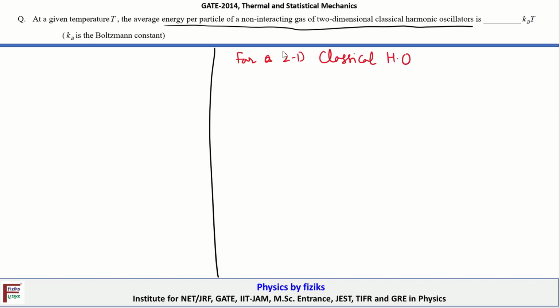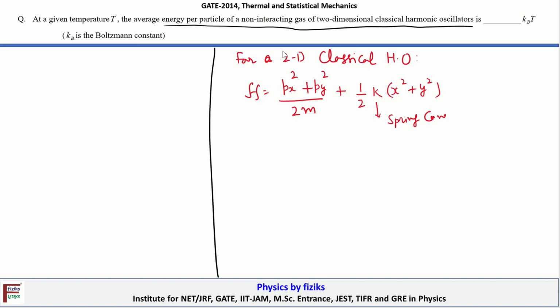its energy is given by the Hamiltonian, which is equal to, since it's two-dimensional, we will have two momentum terms, px square plus py square divided by 2m, where m is the mass of the oscillator, plus the potential energy term, half k times x square plus y square, but note that here k is the spring constant, or the force constant.